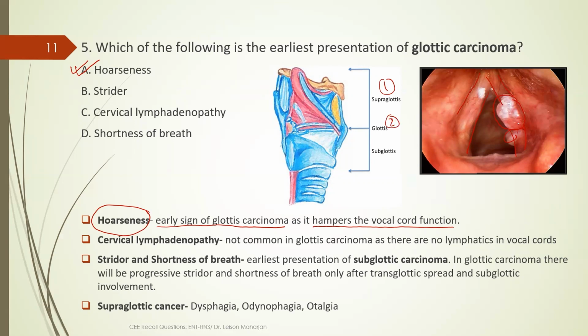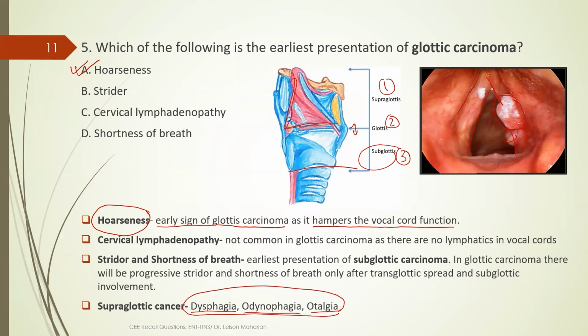Now the larynx can be divided into three parts: supraglottis, glottis, and subglottis. From the laryngeal inlet up to the true vocal cord is the supraglottis, the true vocal cord and 1 centimeter below is the glottis, and below that up to the lower border of the cricoid is the subglottis. There are several questions that can be made from this, such as, which of the following is the earliest presentation of supraglottic carcinoma? In that case, the answer would be dysphagia, odynophagia, or otalgia. These are the early presentation of supraglottic carcinoma.